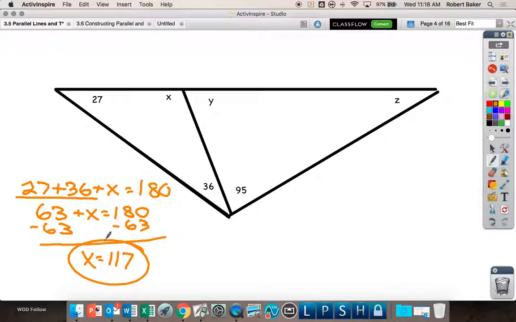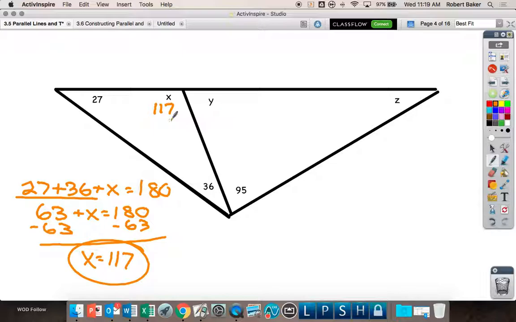So the good thing about this is we're going to start using 180 quite a bit, probably all the way until February, because triangles end in February, right? And it is October right now, so you'll be very confident with your adding and subtracting to make things equal 180. So x is 117.